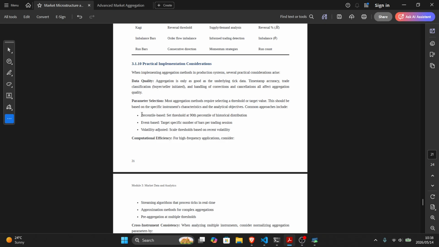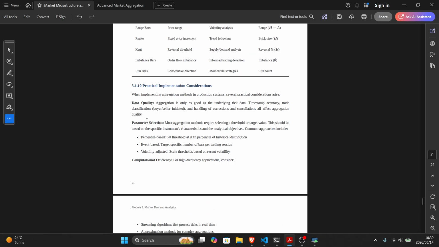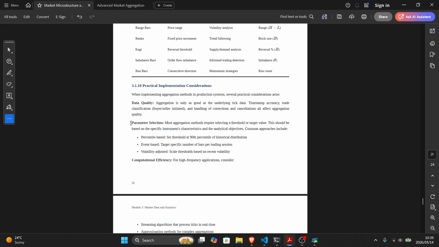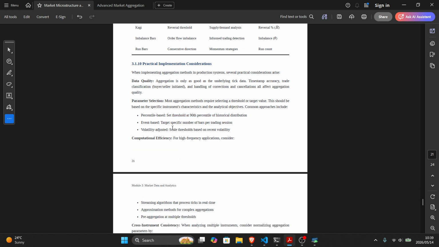Common approaches include percentile-based, set threshold at the 90th percentile of the historical distribution; event-based, target a specific number of bars per trading session; volatility-adjusted, scale threshold based on recent volatility. Me personally, if I'm ever building a simple strategy, I usually choose percentile-based, and set the threshold to the 90th percentile of the historical distribution. But depending on what you need, event-based is also very useful.